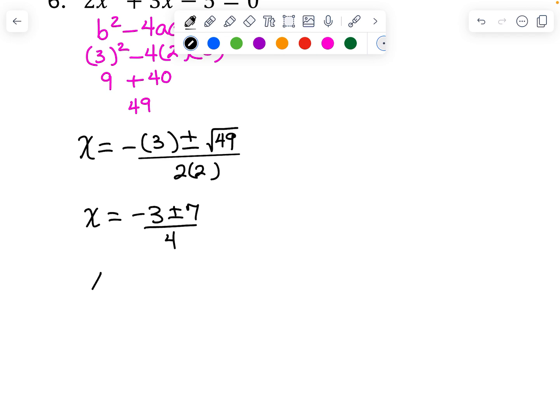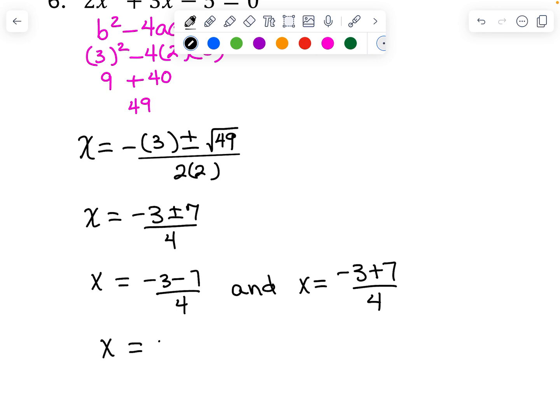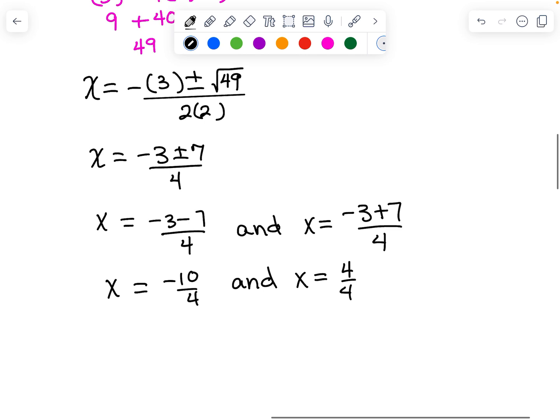So then I have x equals -3 minus 7 divided by 4, and x equals -3 plus 7 divided by 4. So x equals -10/4, and x equals 4/4. So x equals negative 5 halves and 1.